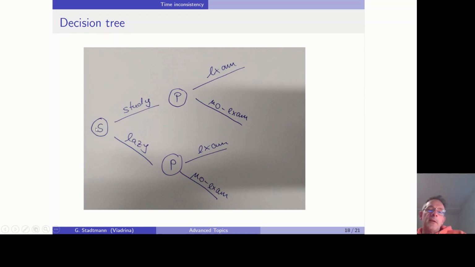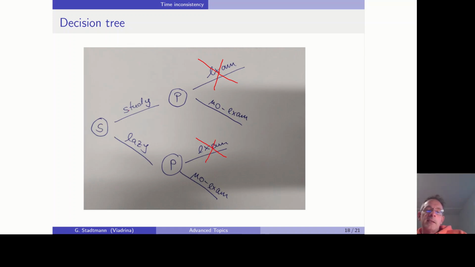Let's check what happens if the student is studying. What is the best response then of the professor? When the students are studying, the best response is to cancel the exam, to have no exam in place. What if the students are lazy? What is the best response for the professor? When the students are lazy, it doesn't make sense to grade an exam which is completely wrong. So therefore, also here, the professor will cancel the exam.